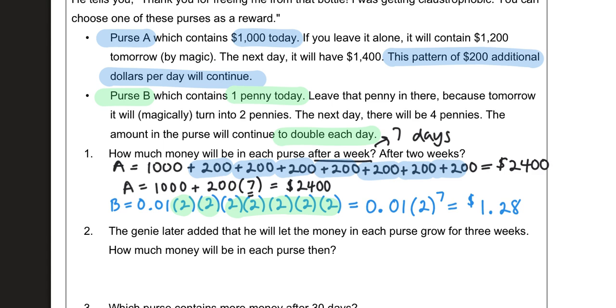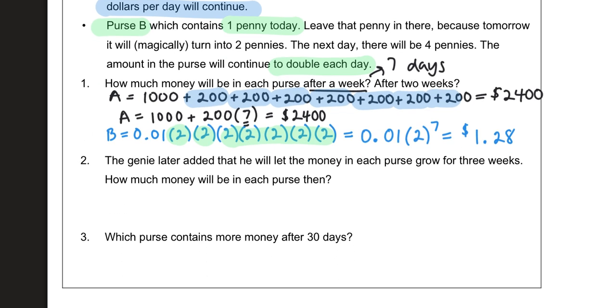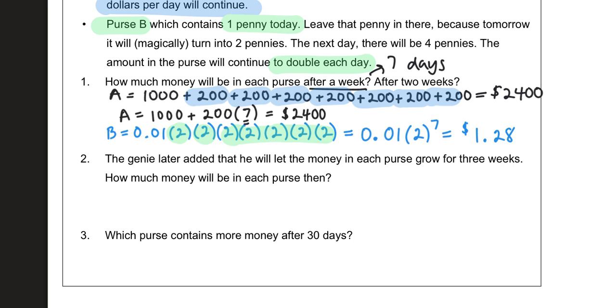Okay. So now for question 2, we're going to kind of answer 2 weeks and 3 weeks here. So for 2 weeks, in purse A, we would have our $1,000 that we start with and add 200 times 14 because there are 14 days in 2 weeks. And that will give us $3,800.